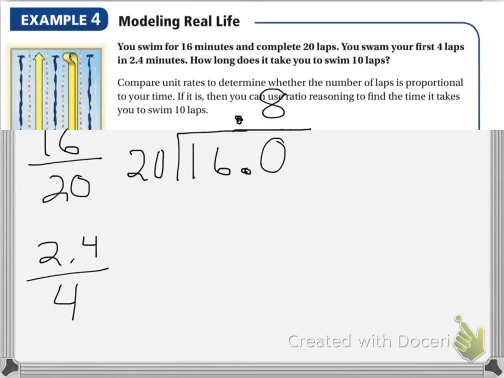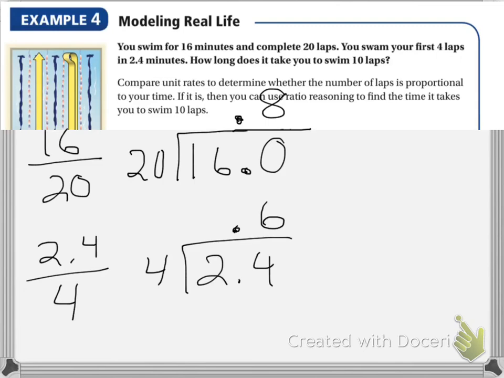So then I would do the exact same thing with the first 4 laps. I would take 2.4 minutes divided by the 4 laps. I'm going to bring my decimal straight up right here. And 4 goes into 24 6 times. So in the first 4 laps, you were going at a rate of 0.6 minutes per lap. So you started out a lot faster than the entire thing. So these 2 ratios are not proportional.